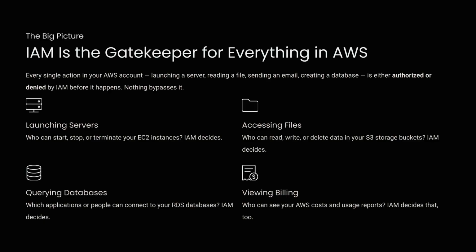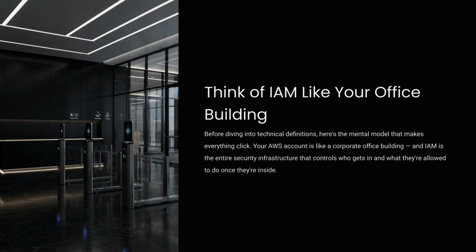IAM is the gatekeeper for everything in AWS. Every action, like launching a server or reading a file, is either authorized or denied by IAM. It controls who can launch EC2 instances, access S3 files, query RDS databases, and even view billing reports. Nothing bypasses IAM. Think of IAM like your office building's security.